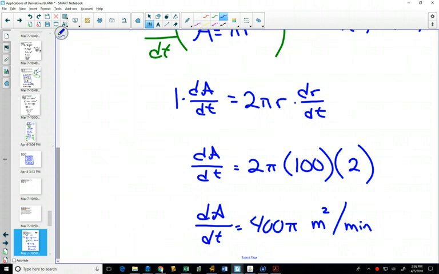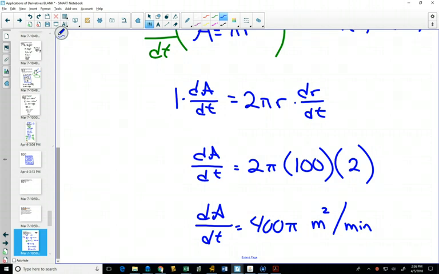So this circle that's traveling at 2 meters per minute, at the moment it reaches 100 meters, is changing at a rate of 400 pi meters squared per minute, which is roughly 1,200 meters squared per minute. If you know how big a meter squared is, it's 1 meter by 1 meter. Imagine 1,200 of those. It's increasing its area quickly. Okay?